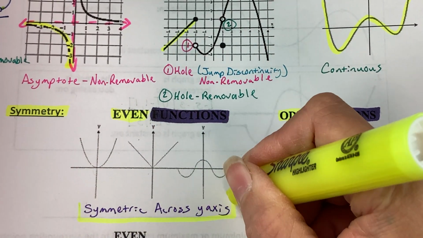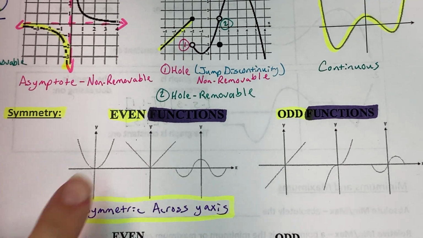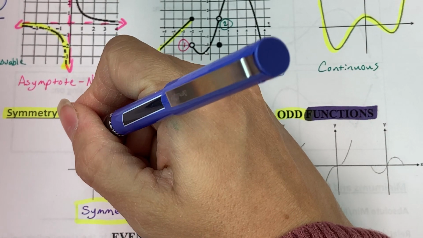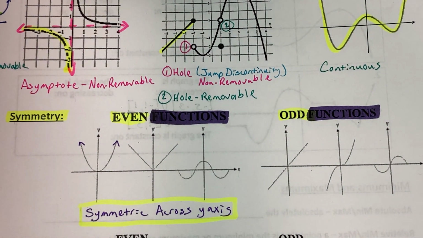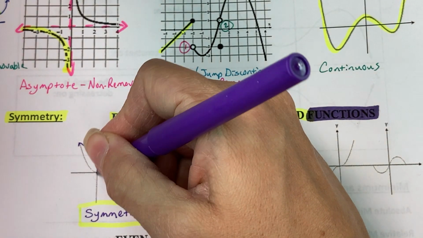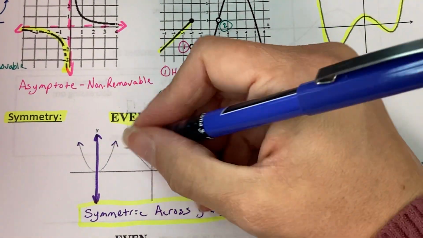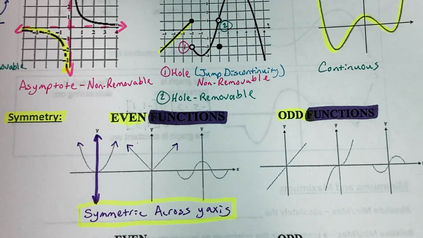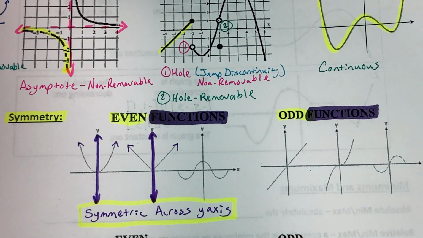And it doesn't just mean symmetric vertically, it has to be symmetric on the y-axis. So if I look at this first quadratic parent function, is this even? Can I fold it in half along the y-axis? The answer is yes. Looking at this absolute value function, is it symmetric across the y-axis, or can we fold it in half across the y-axis?